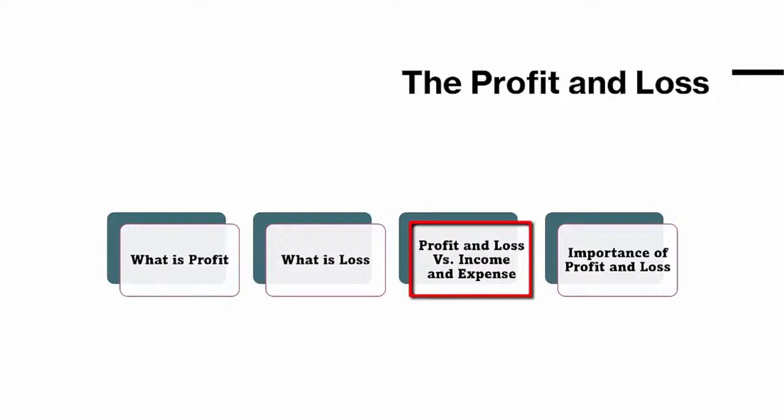To understand how profit and loss are different from income and expense, think of income and expense as building blocks. Here's how. 1. Income is the total money a business earns from selling goods or providing services. It's a single figure showing earnings. 2. Expense is the total money a business spends on things like rent, supplies, and employee wages to operate. It's a single figure showing spending.